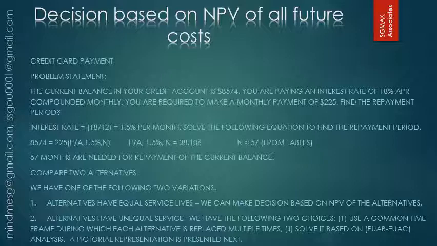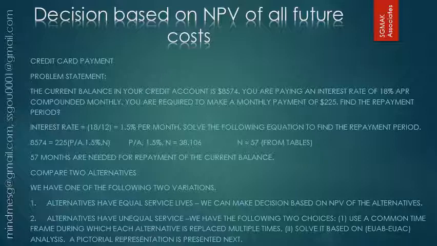You've got an initial balance of $8,574 and you're paying $225 per month. So if you solve this equation, 8574 equals 225 multiplied by the factor that converts annuity to present value, P over A, 1.5%, unknown period N. Solving that, we get N equals 57. So it takes 57 months, close to 5 years, for repayment at the current payment plan.